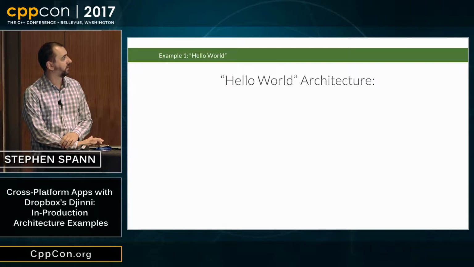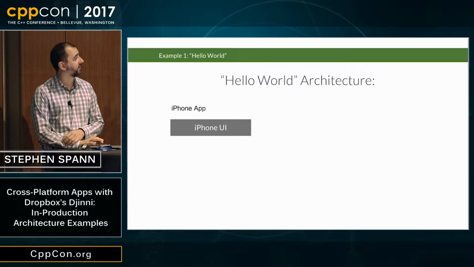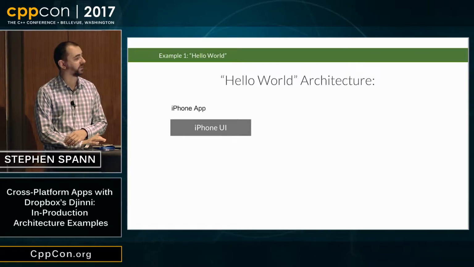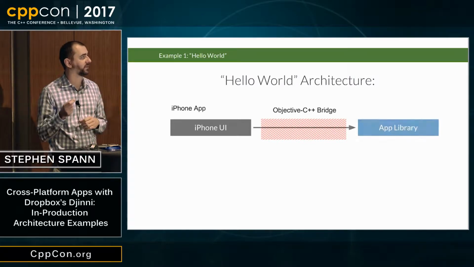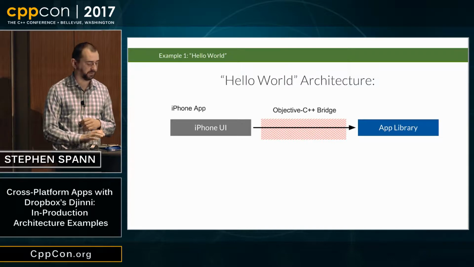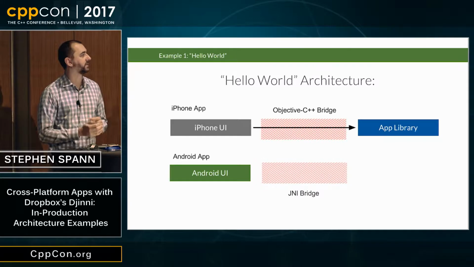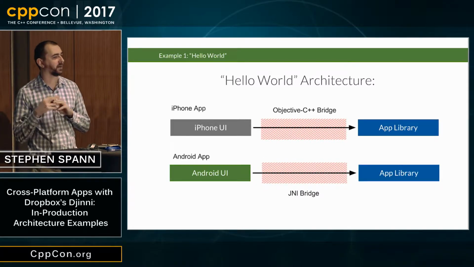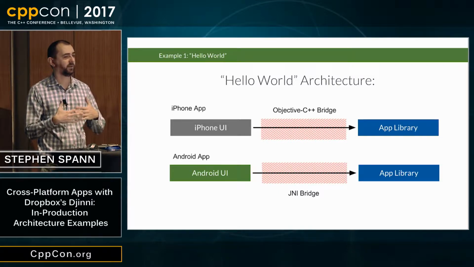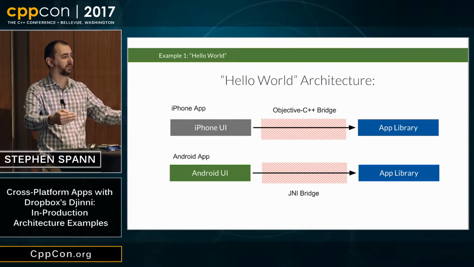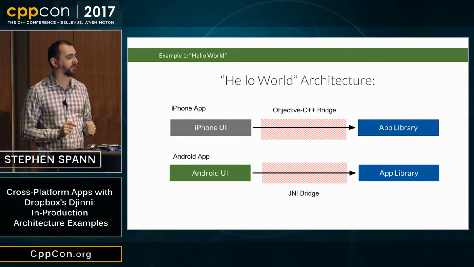Architecture. Start with iPhone. We've got the iPhone UI. The iPhone, we're going to automatically generate the C++ bridge. We're going to pass through the bridge and call a function on the C++ library. Android, same thing. JNI bridge, C++ library. So the important thing here is the arrow is one way. Right now, all we're doing is from Objective-C and Java calling a C++ method. C++ is not calling Java or Objective-C yet.